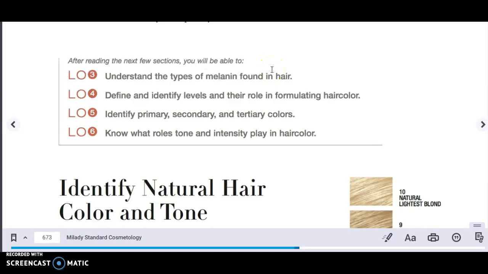Good morning. Welcome to part 3. Today I am going to go through identifying natural hair color and tone. We discussed it yesterday, so it is a review.